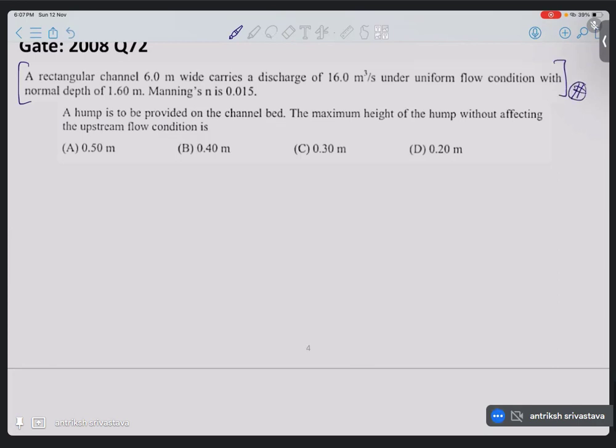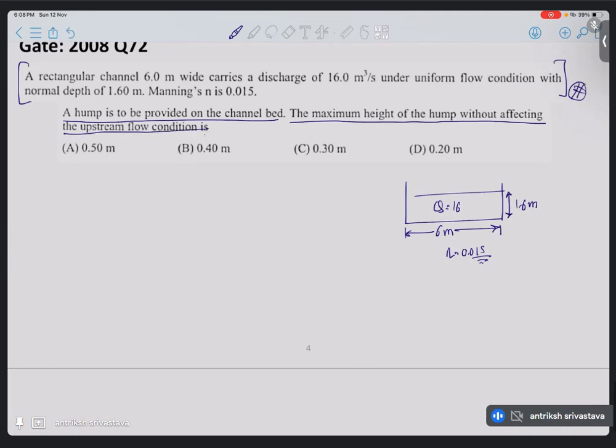We have a rectangular channel which is 6 meter wide and carries a flow of 16 meter cube per second, and the depth is 1.6 meters, and the Manning's coefficient is 0.015. Okay, now the question is, a hump is to be provided at the channel bed. The maximum height of the hump without affecting the upstream flow condition is. Okay, so if you remember, let's look at our height and specific energy diagram.